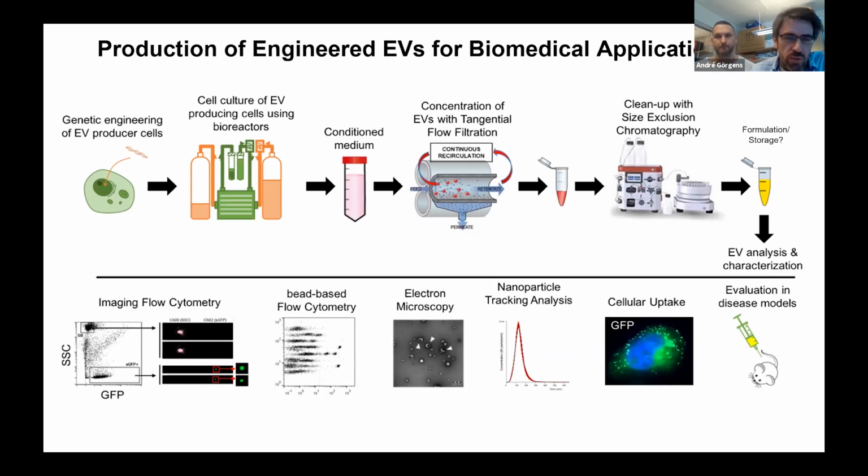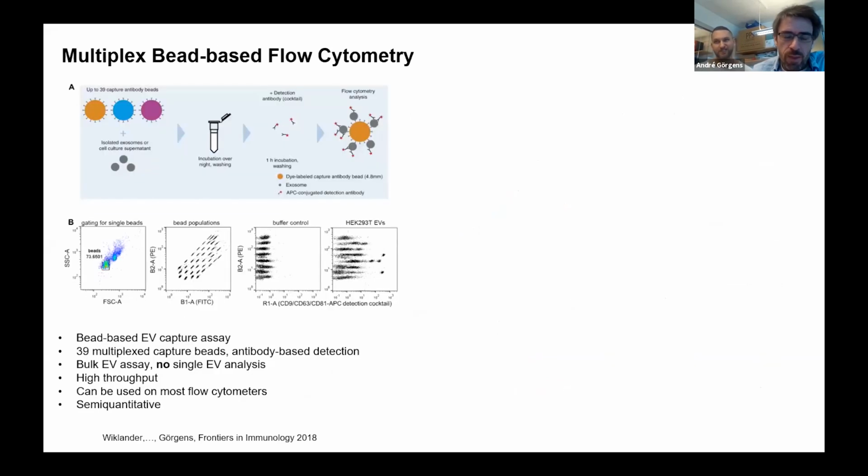And I would just like to quickly mention or summarize and give some examples of two methods we are using in our lab regularly and combine. So the first one is a multiplex bead-based flow cytometry assay. It's a multiplex assay that actually enables you to, in a semi-quantitative way, assess surface signatures of proteins on the EV surface.